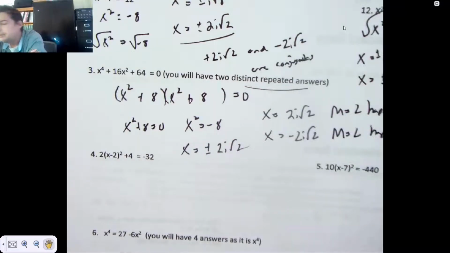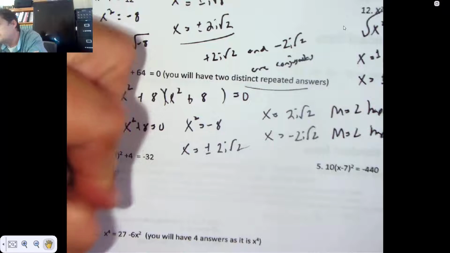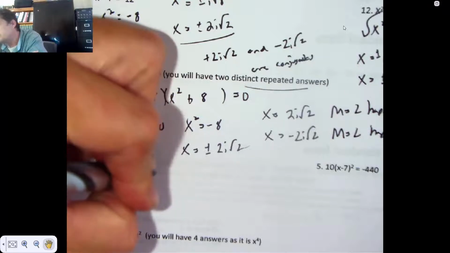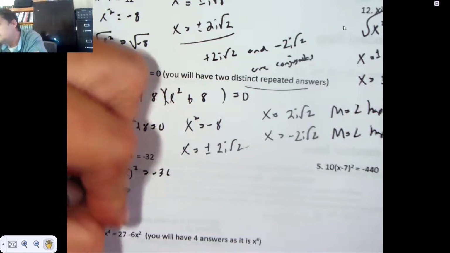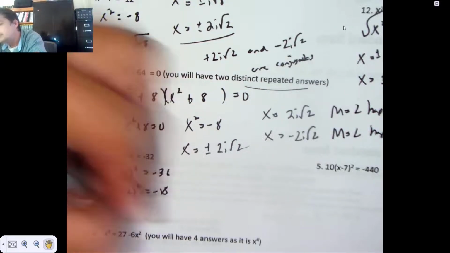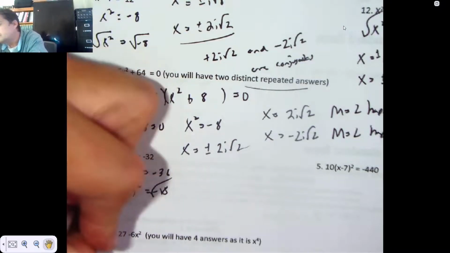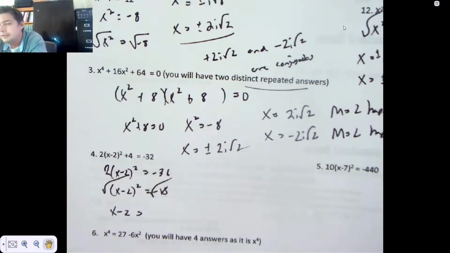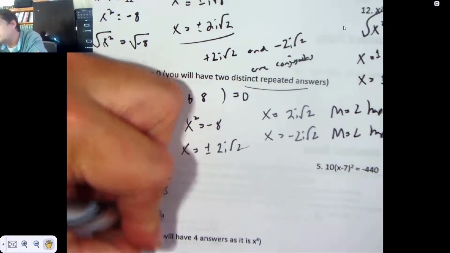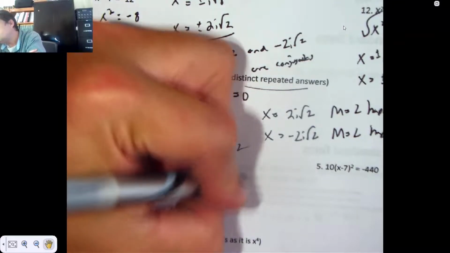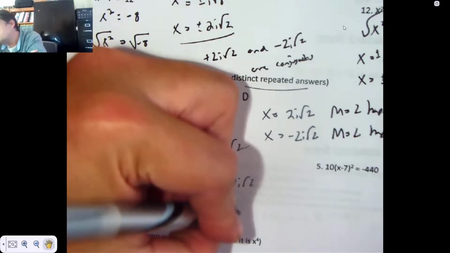Let's see, take away 4. 2 times an x minus 2 squared is now negative 36. Divide by 2, we get a negative 18. Counteract squaring by square rooting. X minus 2 is root 18, which is 9 times 2, so plus or minus 3i root 2. Add 2. I'm going to have 2 plus 3i root 2, or 2 minus 3i root 2.